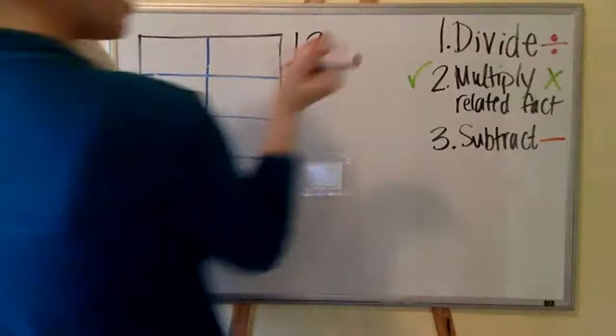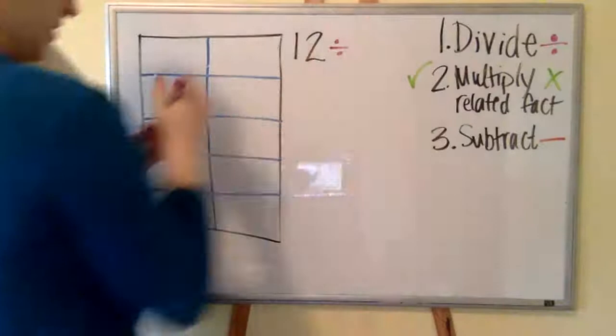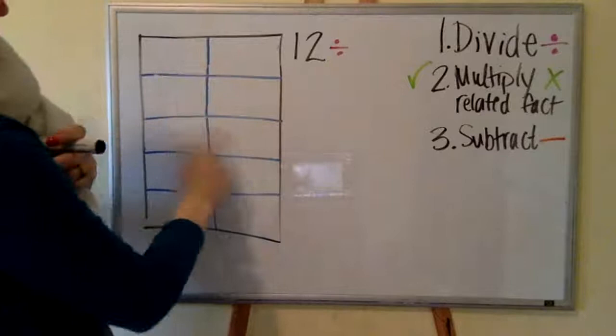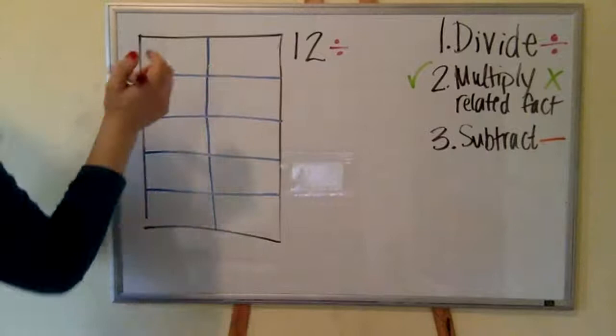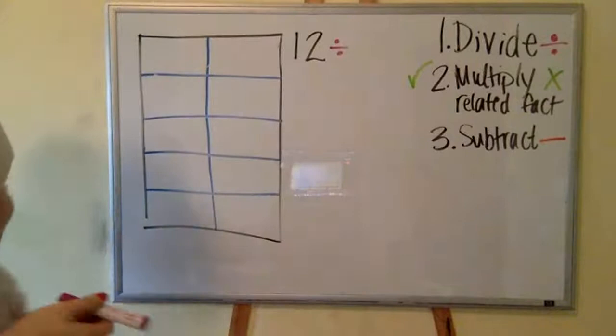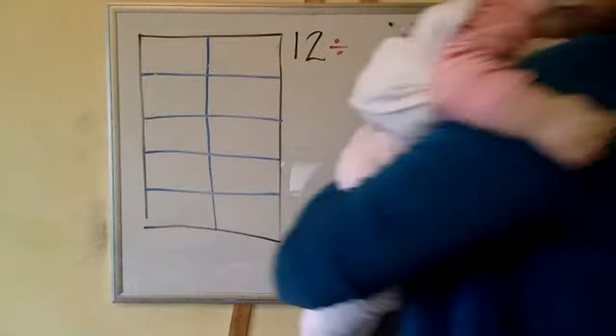So you're going to use your squares and separate your 12 cookies, or your 12 squares, into two groups. Don't put one in each. These are each your sets. Pretend these are your two plates. One, two. You need to put your 12 cookies onto two equal groups on your plates, okay? So do that while I write this.